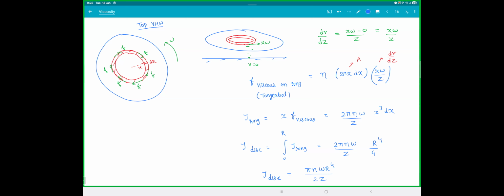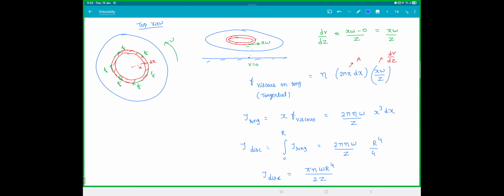Please have a look at this thing. So you have to take a ring, because every ring has a different speed. Then every ring has a different area, every ring has a different speed. So the viscous force on each ring is different. Then when you want to find torque, you have to multiply with x. So that is also different. So you're actually getting an x cube function here.